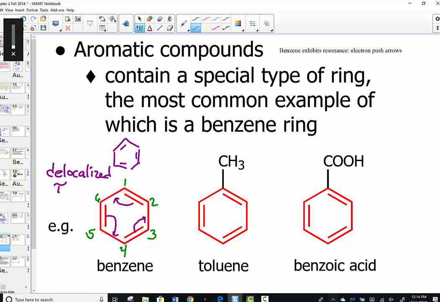And the true answer is they're between all 6 carbons equally distributed, right? A delocalized bond says it's not really a short double and a longer single. It's the same bond length between all 6 carbons because that pi bond is evenly distributed, delocalized, creating something we called resonance from last chapter.